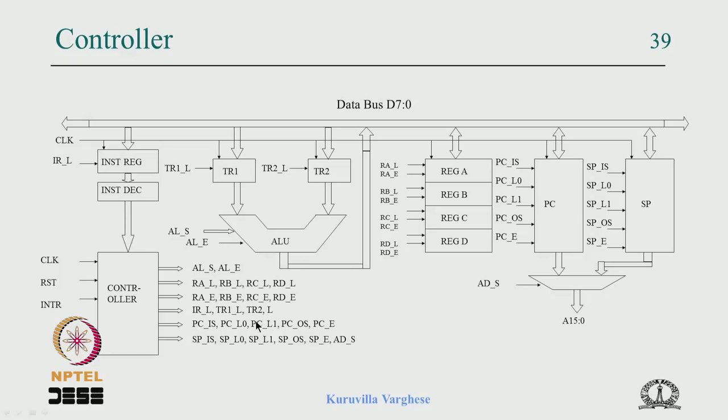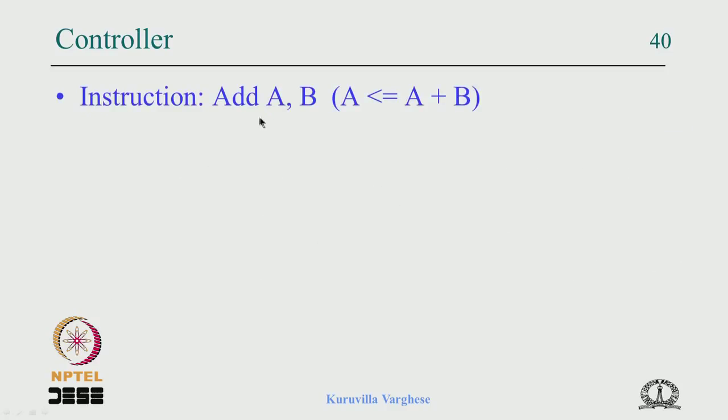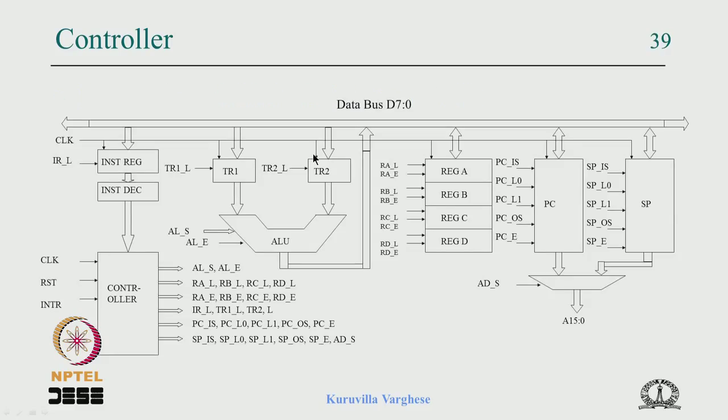So let us take an instruction like add A and B, okay. That means we are essentially adding the content of register A and the content of register B and putting the result back into A. So it's a kind of two operand instruction like the Intel assembly language or machine language instruction, where when you say add A B, it is nothing but A plus B is loaded to A, okay. So let us see what happens when such an instruction is executed.